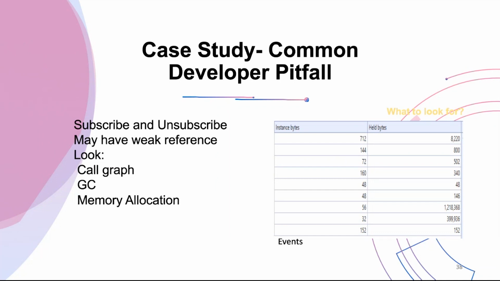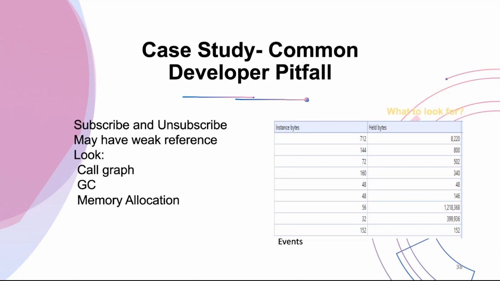In that case, the memory will increase, and as shown in the figure, we can see that there are instance bytes and held bytes. Instance bytes means the amount of memory allocated for that particular object, and held bytes means the memory that has been held by that particular object. It should have been collected by the garbage collector, but it did not collect it, because there may be some weak reference available at some point. So that is also a possible memory leak.